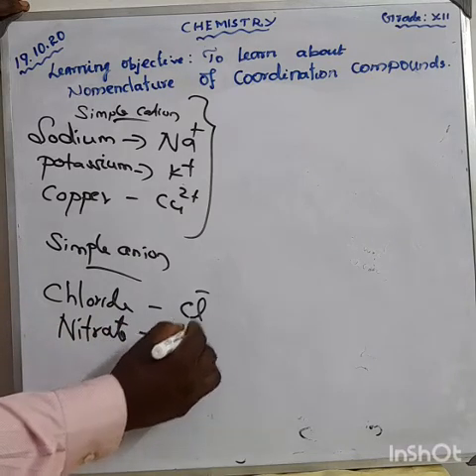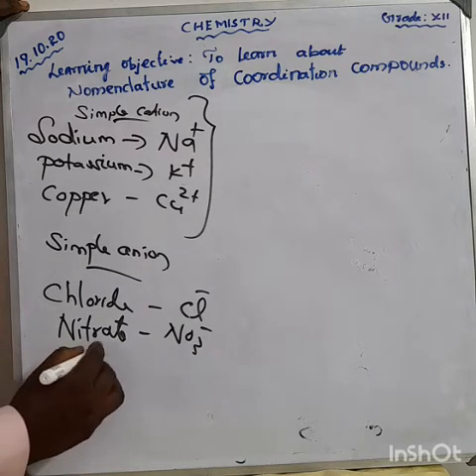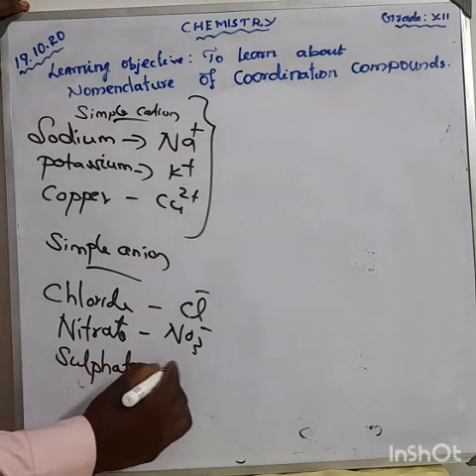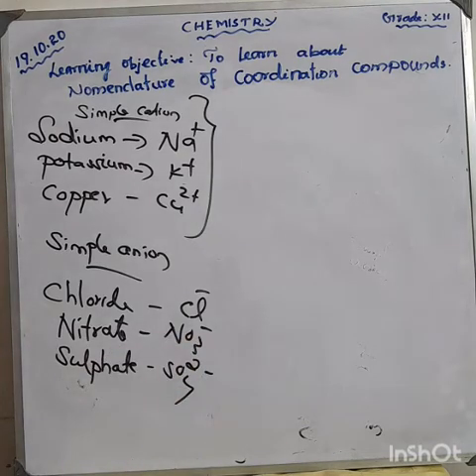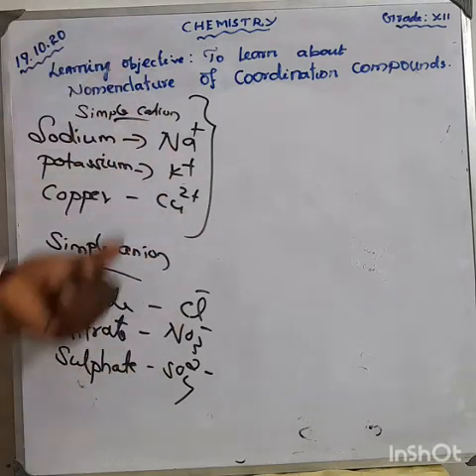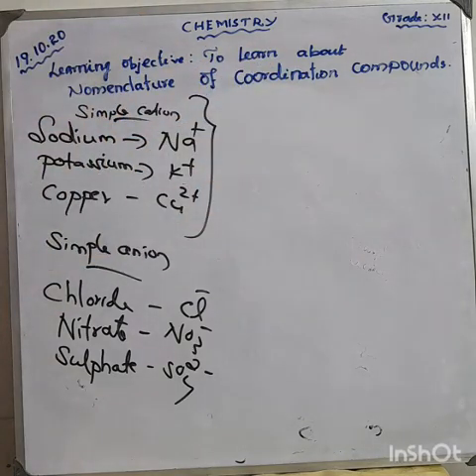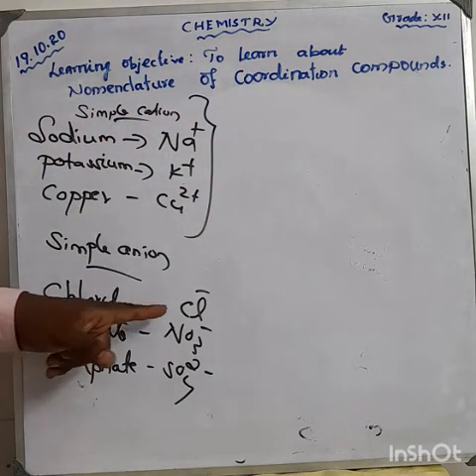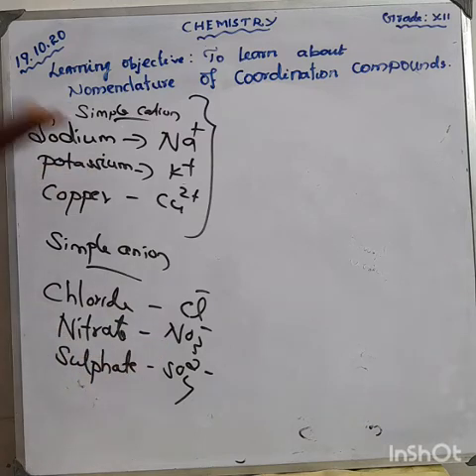Nitrate, NO3 minus. Sulfate, SO4 2 minus. Okay, anyhow, these are all what? Sodium Na plus, K plus, Cu2 plus: these are all simple cations, because we are saying plus charge. The simple anions are Cl minus, NO3 minus, SO4 2 minus. These are all simple anions.